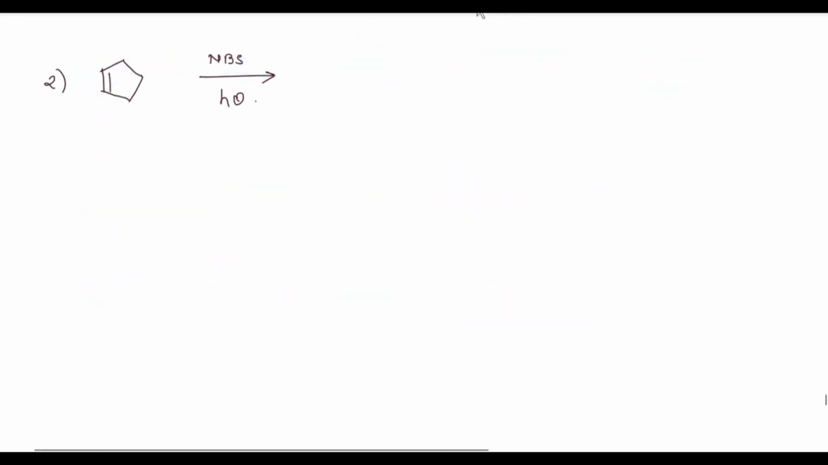Consider the second problem, in which the given moiety is cyclopentene, treated with NBS in the presence of light. In this structure we have two allylic positions, but the structure is symmetrical, and we are given one equivalent of NBS. So the product of this reaction is this one. Let us see the mechanism of this reaction.